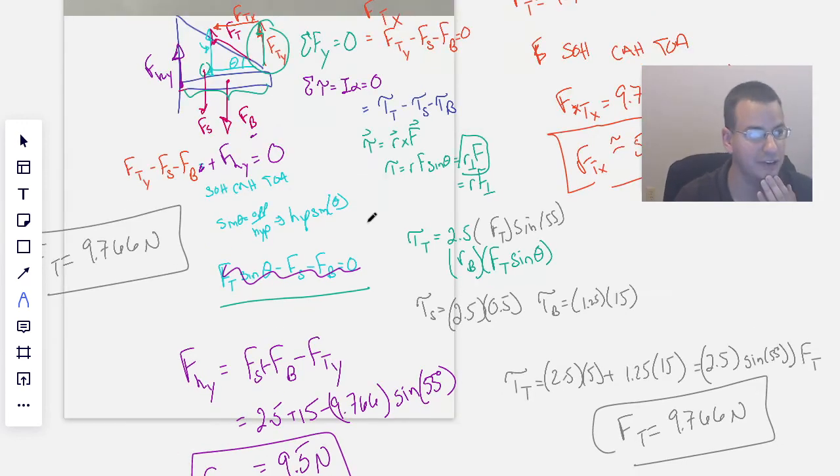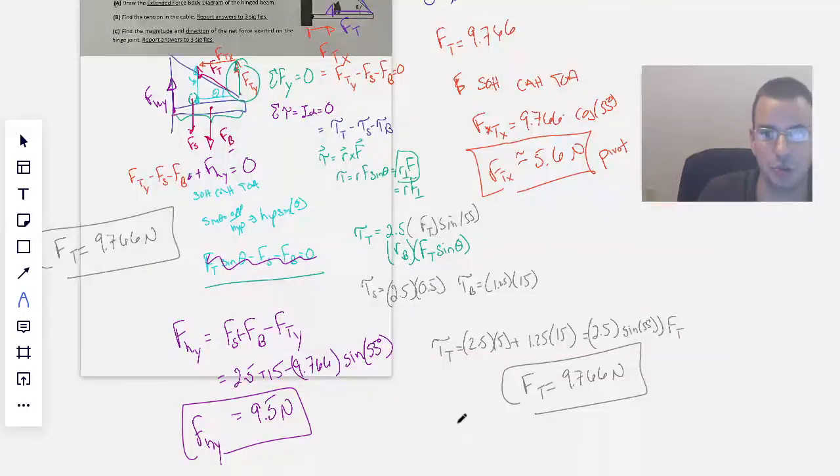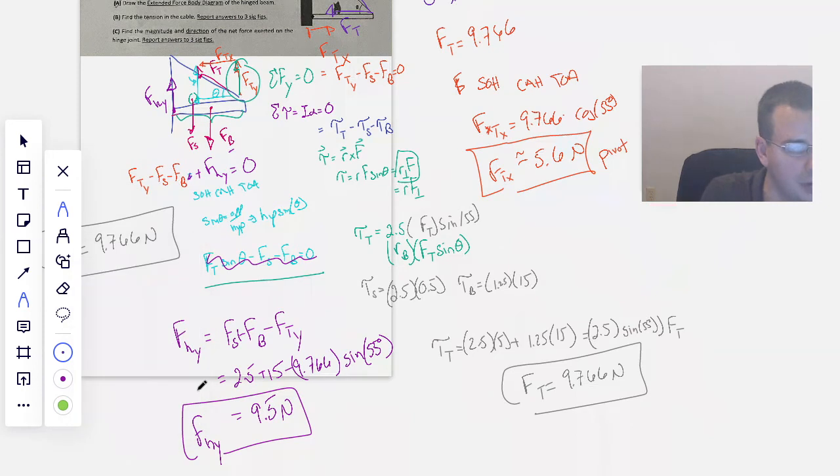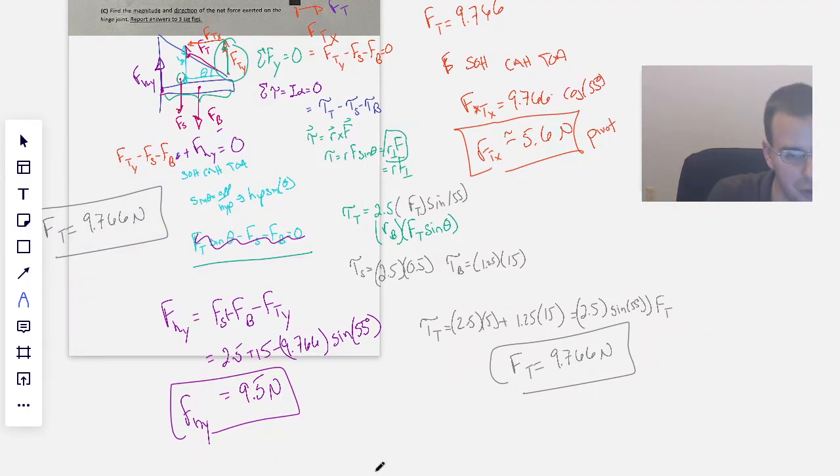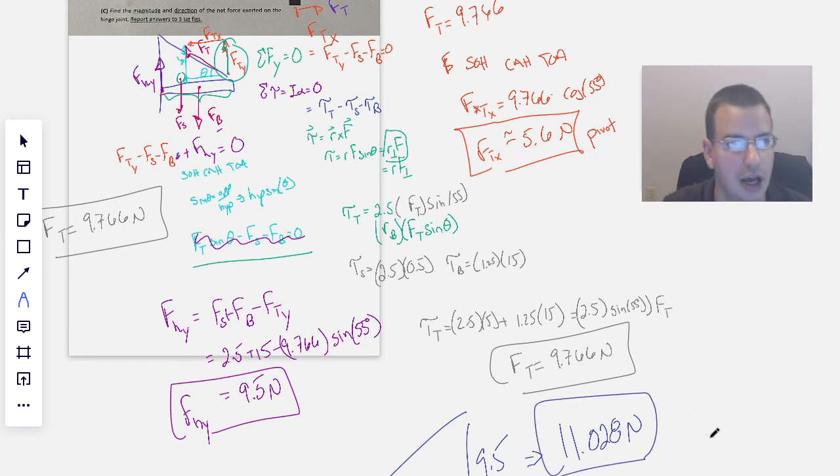So now the last part is we need to find the magnitude and direction. That just means we turn our individual x and y components into a triangle. So we have to the left 5.6 and up 9.5. When we combine those vectorially, we do square root of quantity 5.6 squared plus 9.5 also squared, we get an answer that's a little bit bigger than both of them, which is 11.028 newtons. So that's going to be the magnitude of the force on the hinge.